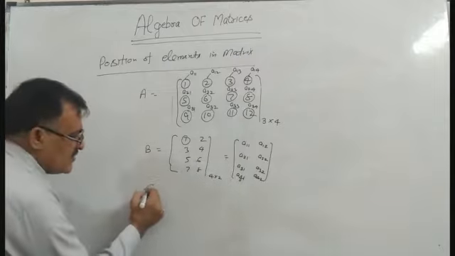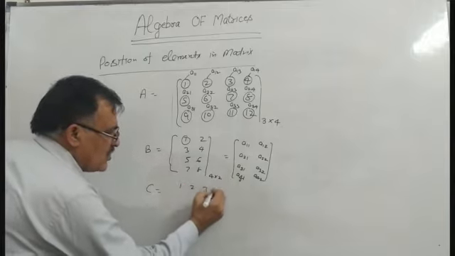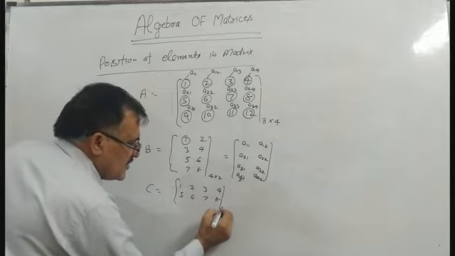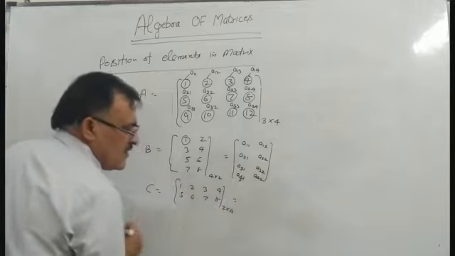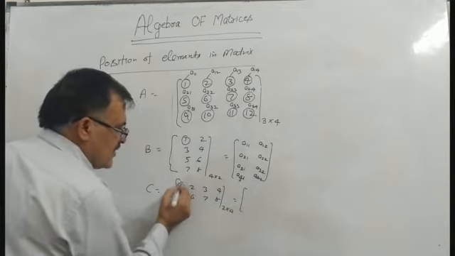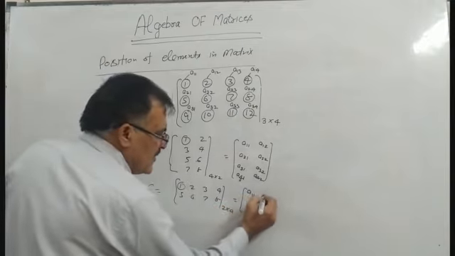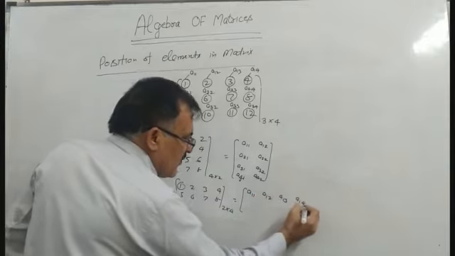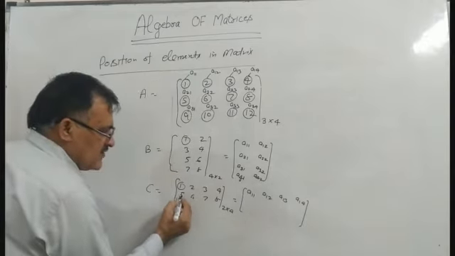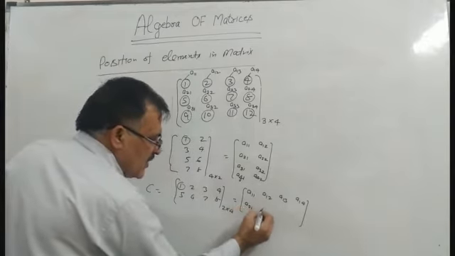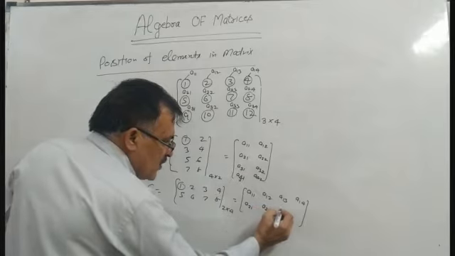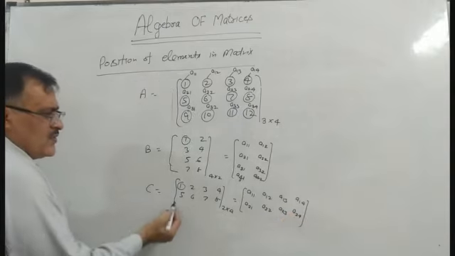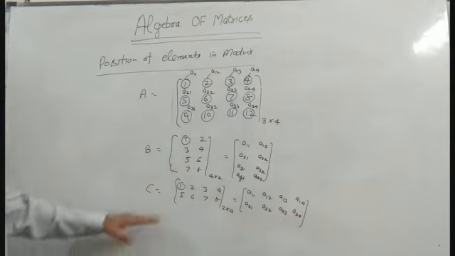Take another example. C: 1, 2, 3, 4. The order of this is 2 into 4. And the address of elements. Here 1 is A11, A12, A13, A14. And the address of this 5 is A21, A22, A23, A24. So these are the addresses of the elements.